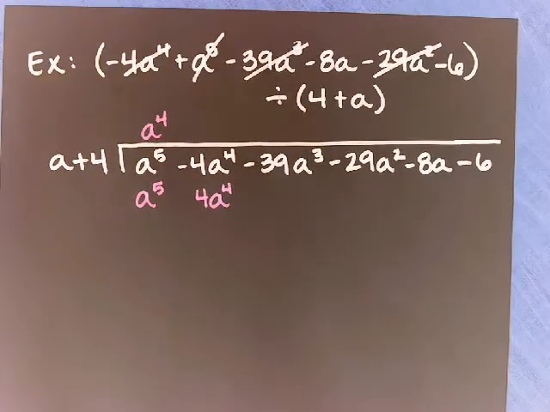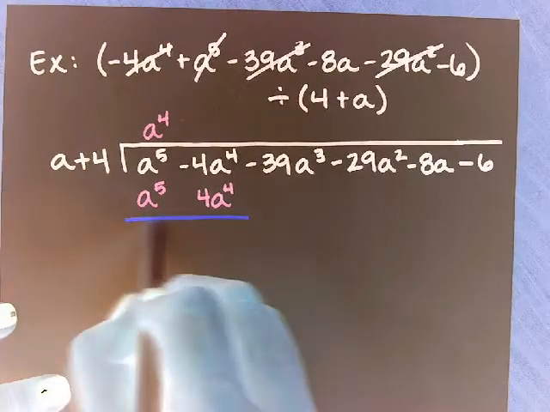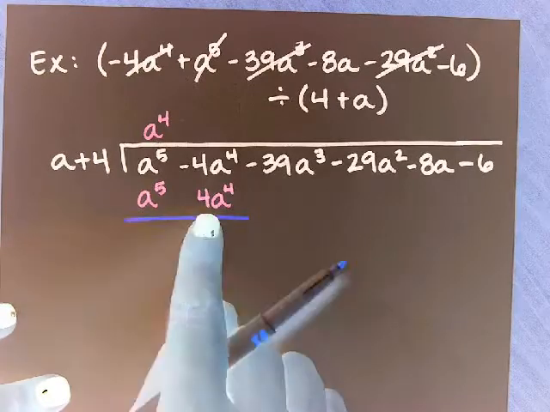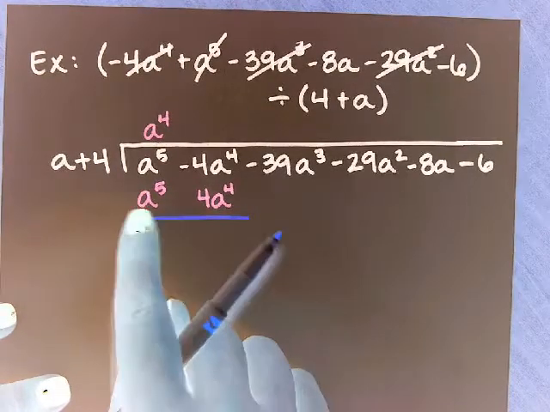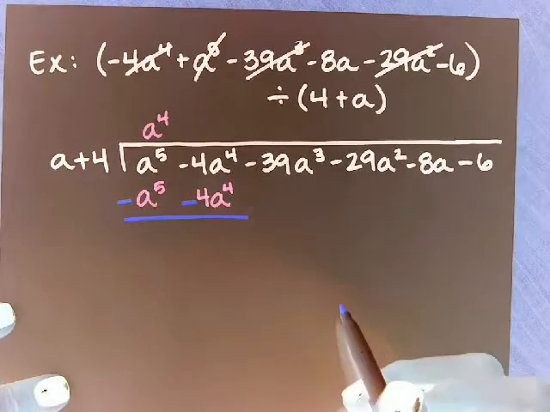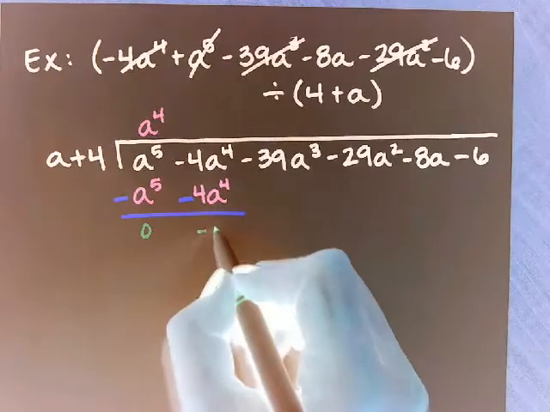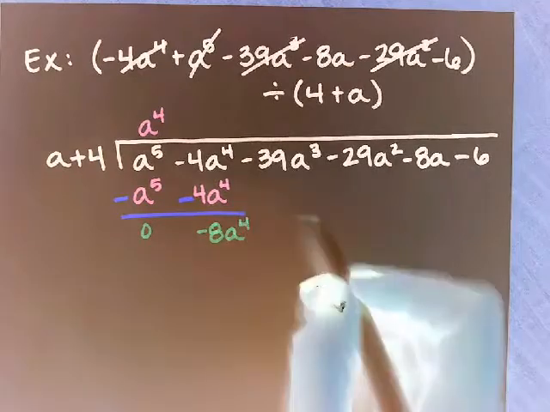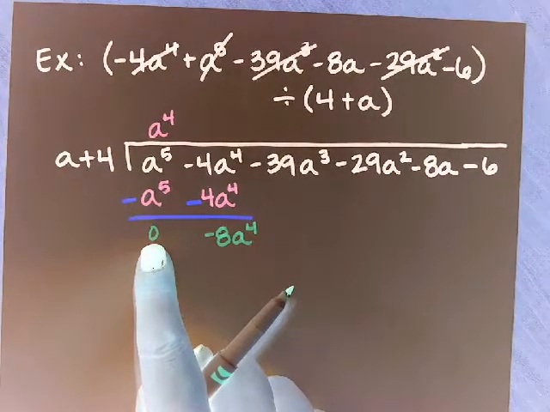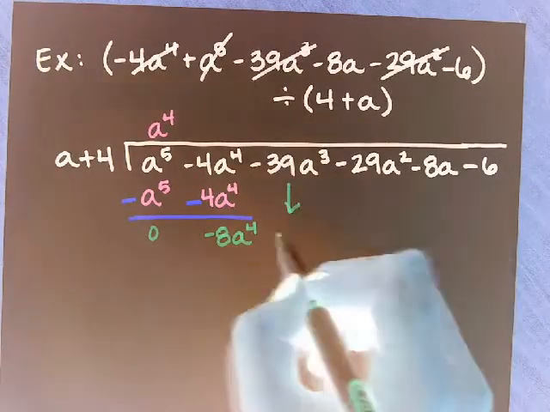Okay. Then what do I do? So I draw the line, and when I draw the line, what do I do to each of the signs? I change them. They are currently positive, so I'm going to minus and minus. Okay, so I'm changing the signs. And then what do I get when I do that? I get 0, and I get negative 8a to the 4th, and I know that I did it right if I get 0. Those should cancel out perfectly. Okay, so negative 8a to the 4th, and I drop down the next term.